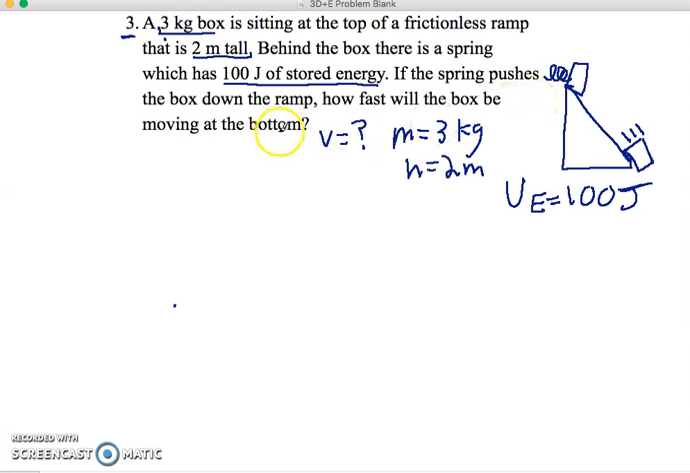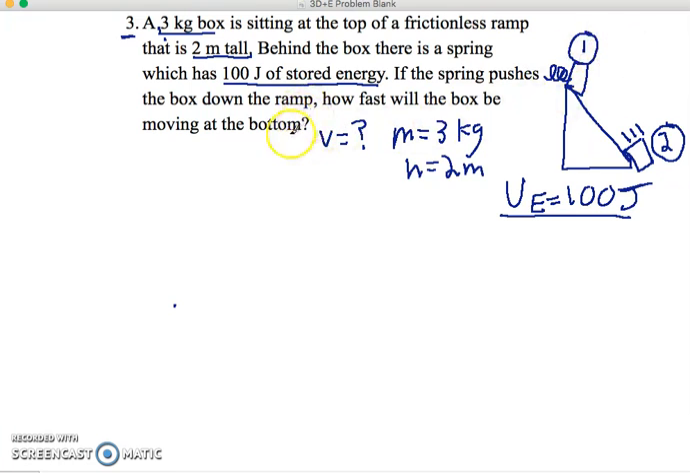The next thing would be to think about where would be a good initial and final point. If we want to figure out the final speed, it's probably a good idea to look at the bottom of the ramp. That'd be a good point. And then it's probably also a good idea to look at the box at the top of the ramp, where we have some information about the spring. We know how high it was at the top. So those would be good 2 points to look at.